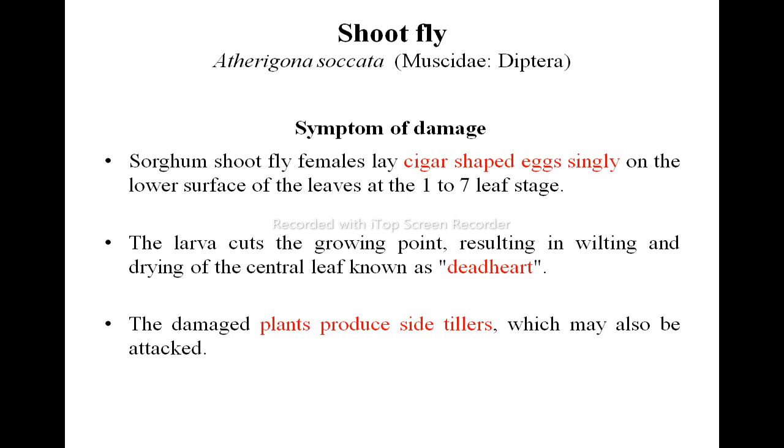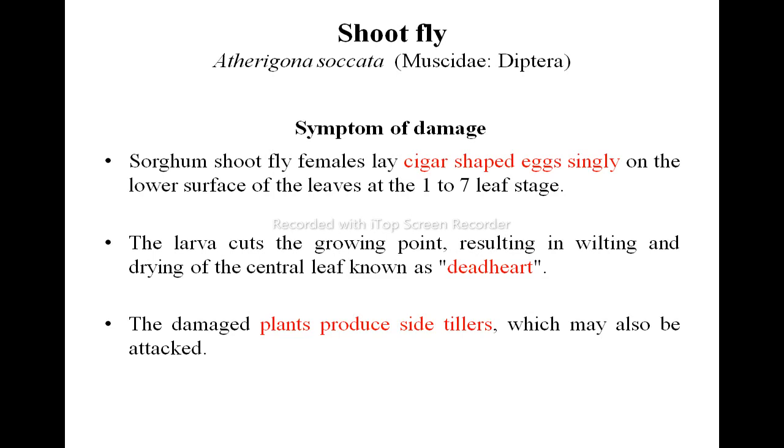Symptoms of damage means which type of symptom we can see on the sorghum crop that is affected by the sorghum soot fly. First, the sorghum soot fly lays cigar shaped eggs singly on the lower surface of the leaves. And the most important point about the sorghum soot fly is that this insect comes to the crop when the crop is 30 days old.